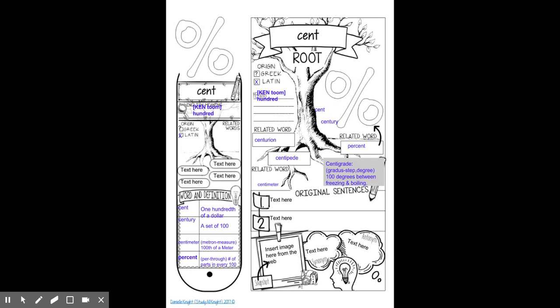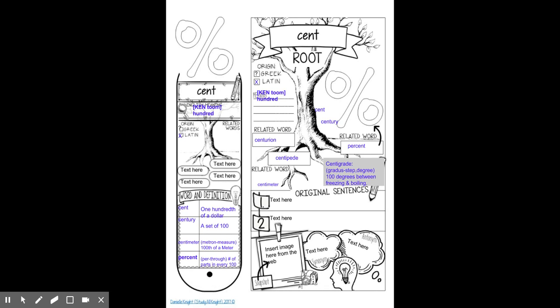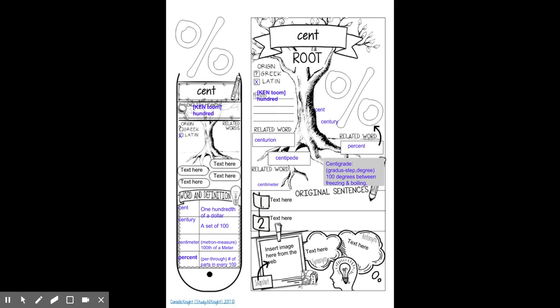So let's go through these quickly. Century to us usually means 100 years, okay? But it really means a set of 100. So it can be a set of 100 of anything. It could be a collection of 100 poems, a group of 100 soldiers. Like centurion means a Roman military officer that was over 100 men, okay?